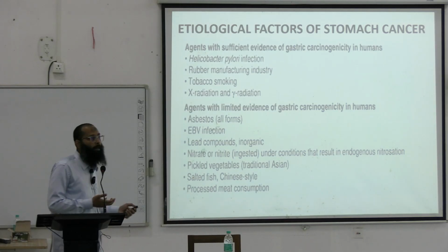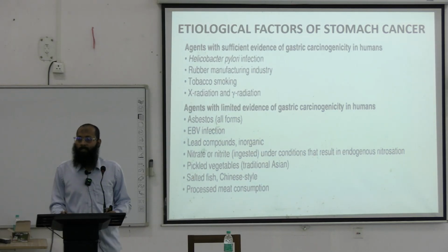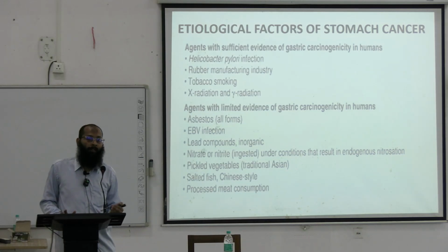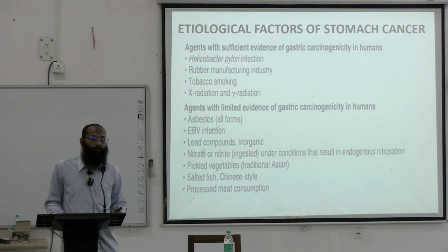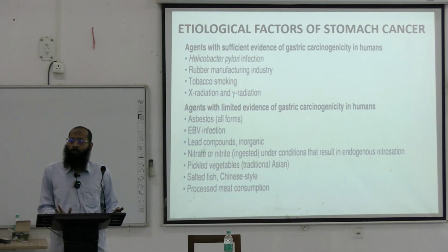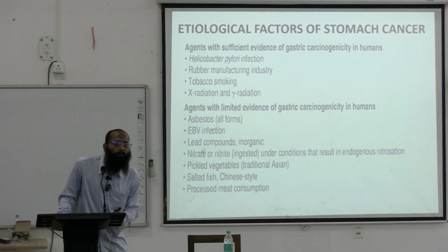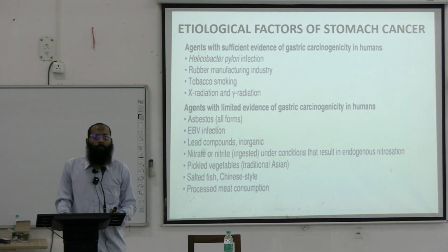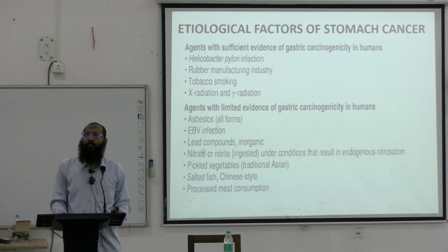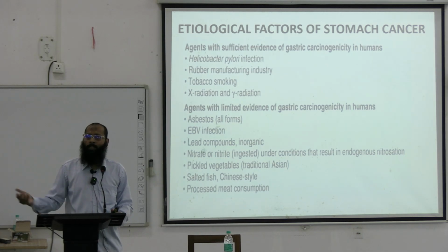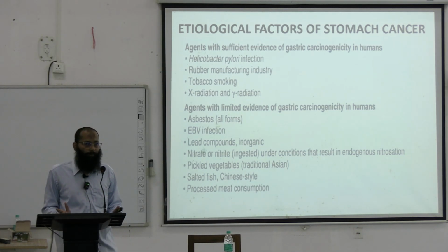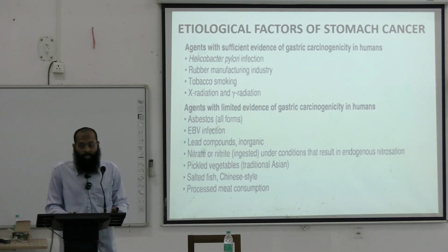X radiation and gamma radiation. What is X radiation? When a person gets exposed to X radiation. When a plain X-ray is done, chest X-ray, abdominal X-ray or X-ray of some other parts of the body, then a person gets exposed to the X-ray. That increases the risk for stomach cancer. Clear?